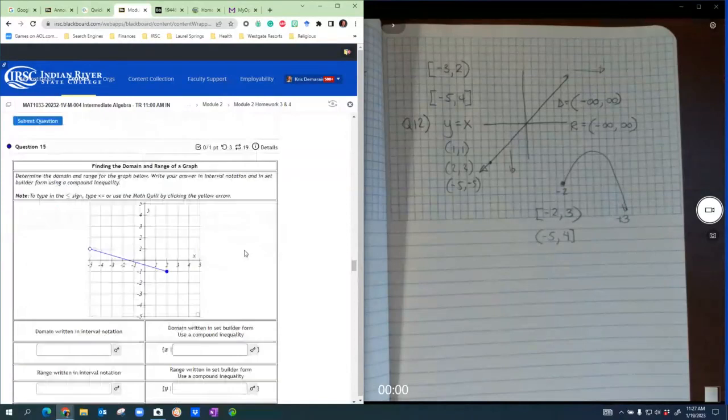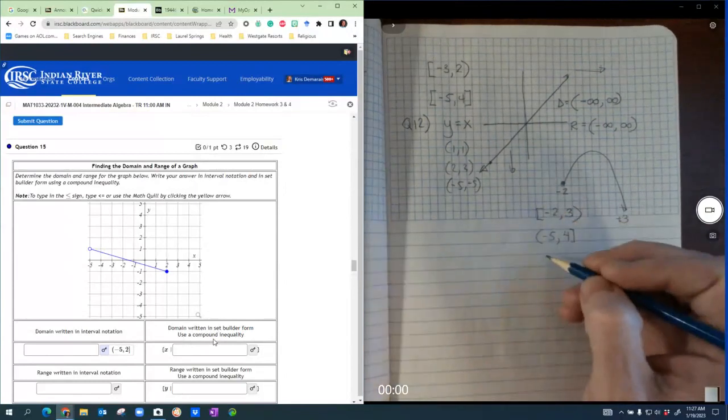All right, we're doing the same idea here. Domain written in interval notation goes from -5 to 2, and that would be exclusive to -5. So I'm going to go ahead and put -5 to 2. And then the domain written in set builder notation, that's unique, so let's go ahead and talk about that.